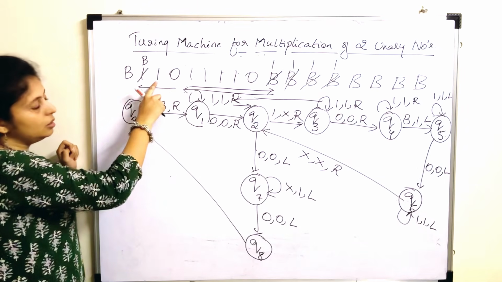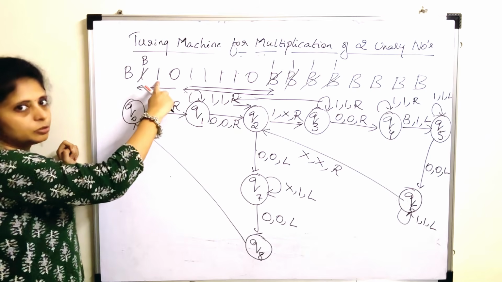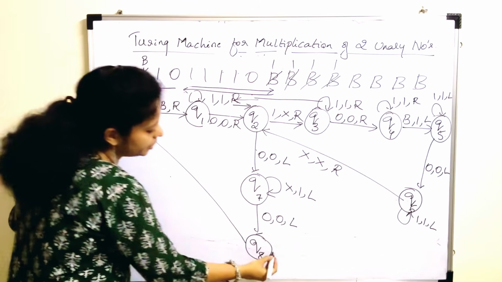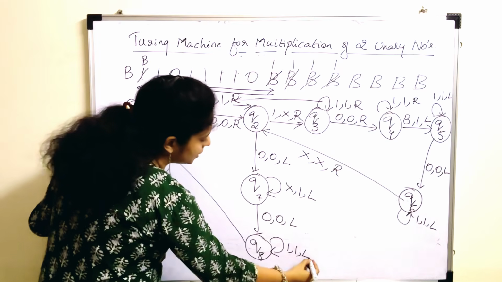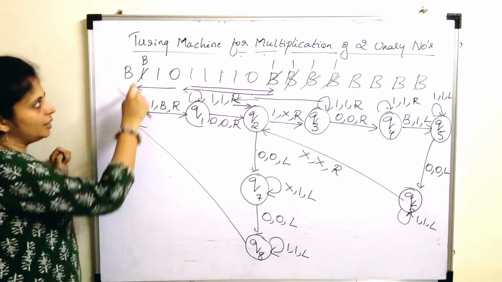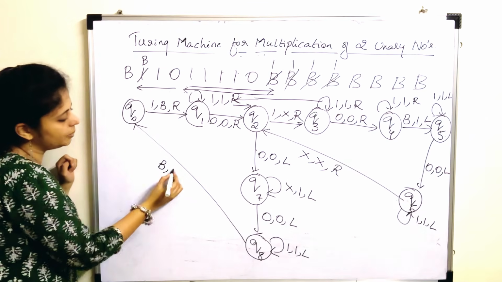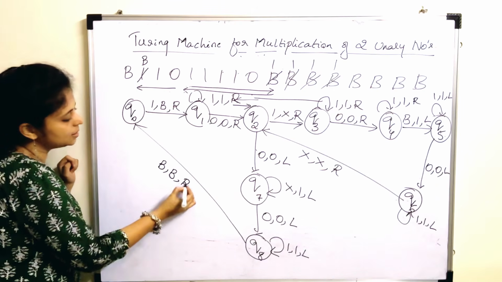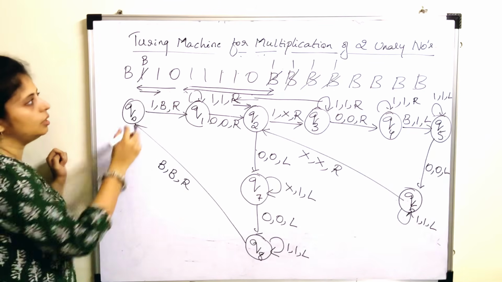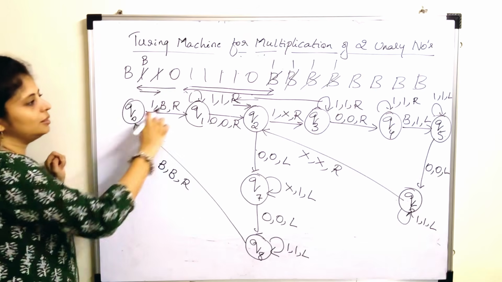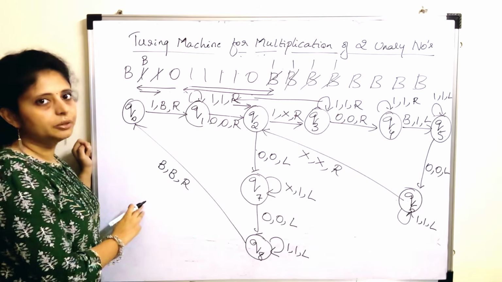In between you can have n number of 1s. So again we should take loop. 1 will remain 1, move towards left side. Now we are at blank. Blank will remain blank, move towards right side. Now from here we move to 1. So for this one, again this complete process will be repeated.